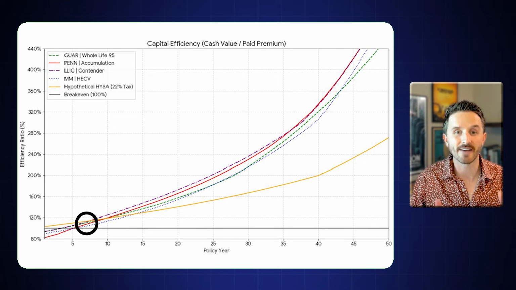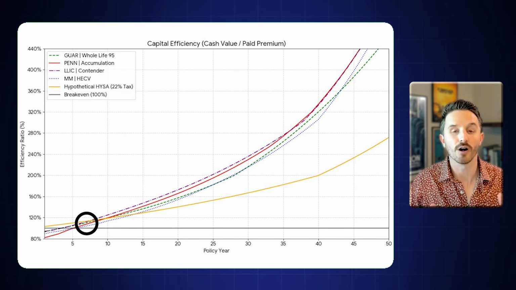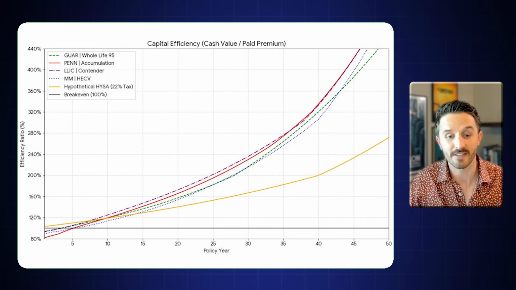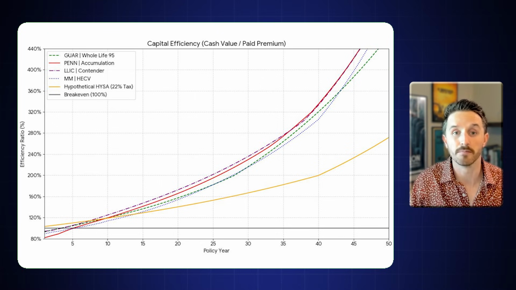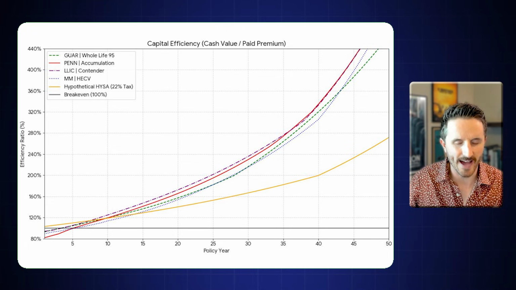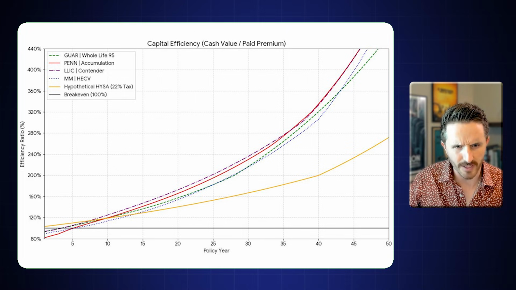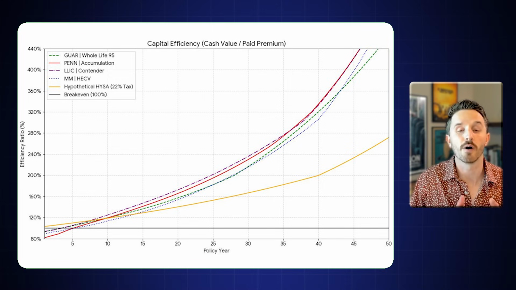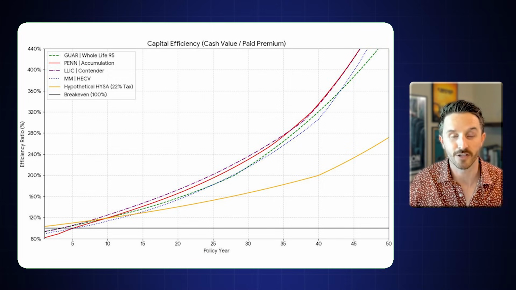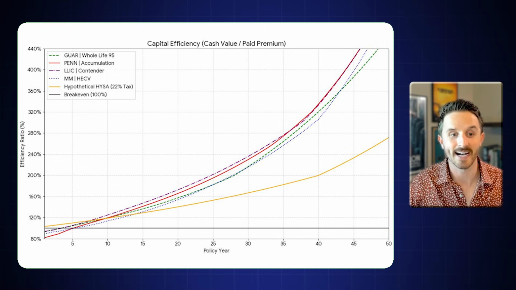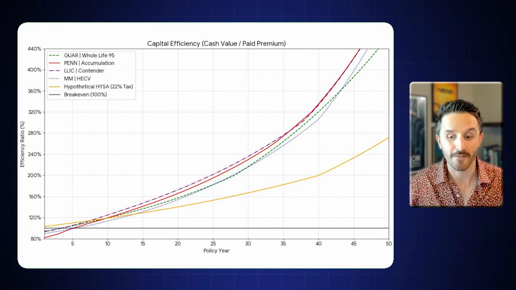So after 7 years of contributions, the overall capital efficiency is pretty much the same between the whole life and the high yield savings account. And from that point onwards, it is much more heavily weighted in whole life's favor. Even the Penn policy, which crosses that plane around year 10, and the MassMutual policy, which looks like it crosses maybe around year 12 or 13 or so, all of these will go on to have much, much higher capital efficiencies than the high yield savings account. Now, at first, the high yield savings account has the highest capital efficiency, but it does not take very long for the whole life to catch up.